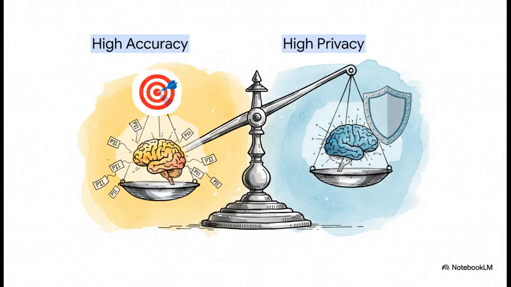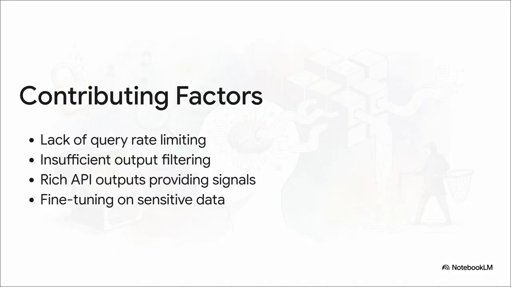And this puts organizations in a really tough spot, what we call the accuracy-privacy trade-off. If you tune your model for maximum accuracy, it's going to memorize more sensitive data, which is a huge risk. But if you tune it for maximum privacy, it might forget critical details and, well, not be very good at its job. It's this constant, tricky balancing act. And it's not just that one thing. There's a whole bunch of other issues that can create the perfect storm for an attack. You know, things like not limiting how many questions someone can ask the AI, having APIs that give away way too much information, or training models on sensitive customer data without the right safeguards in place.